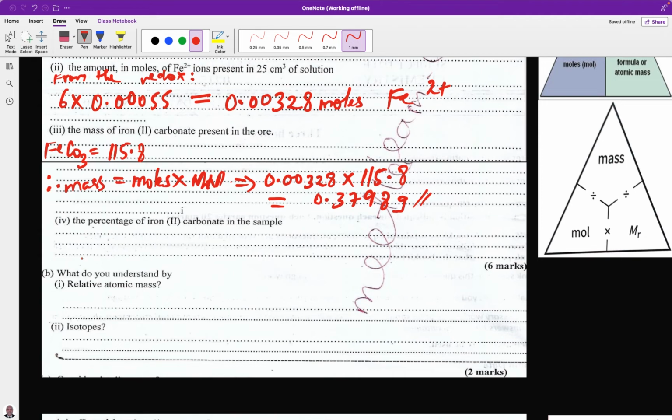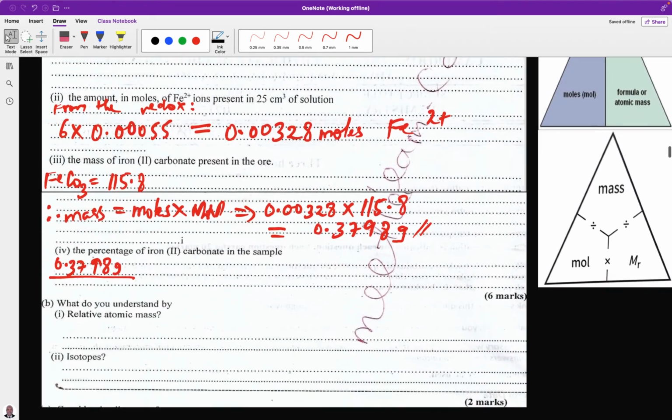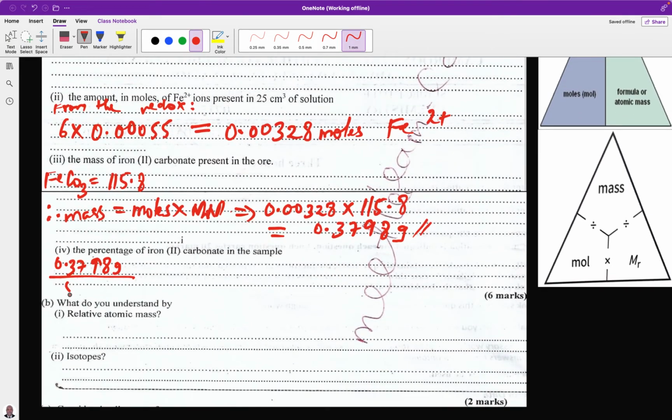The percentage here is going to be the mass that we have got, which is 0.3798 gram divided by the initial mass, which was 5.00 gram, times 100%, and what we will have there will be 7.6%. That will be the 7.6%.